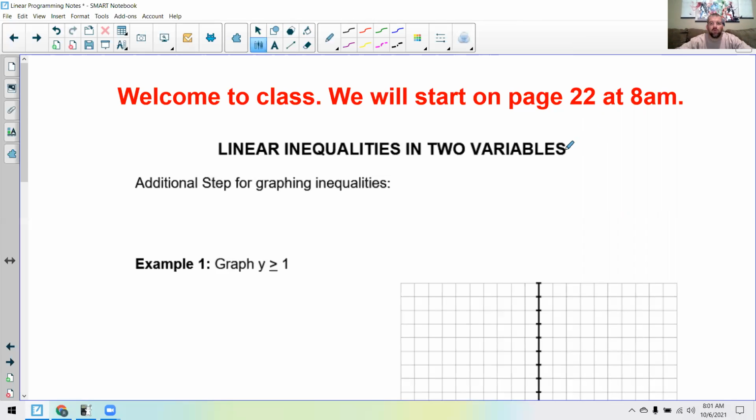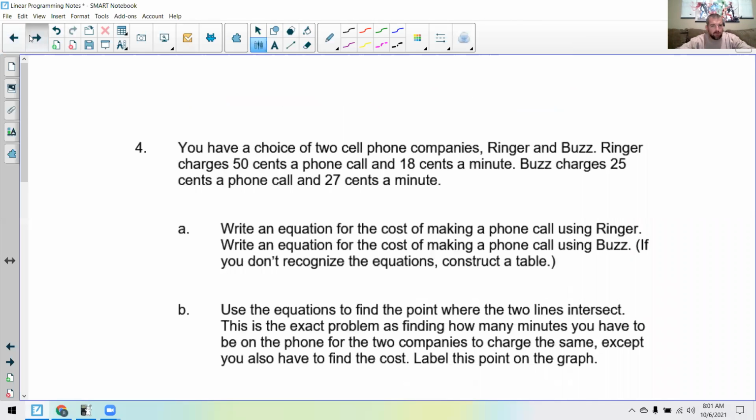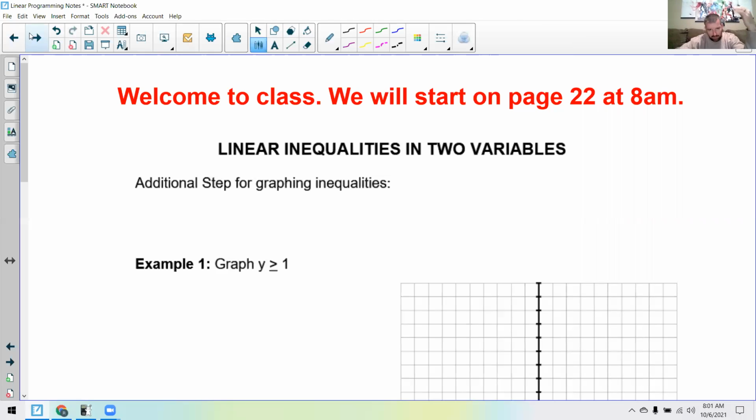Okay, so we are on page 22. Last class we talked about word problems and how to apply linear equations to word problems. Now we're going to switch back to graphing. I told you we're going to start graphing linear inequalities, which are 95% the same as graphing equations. There's just one extra step.